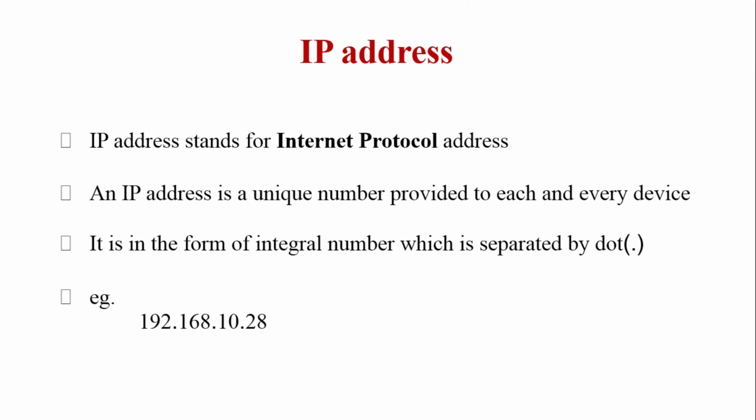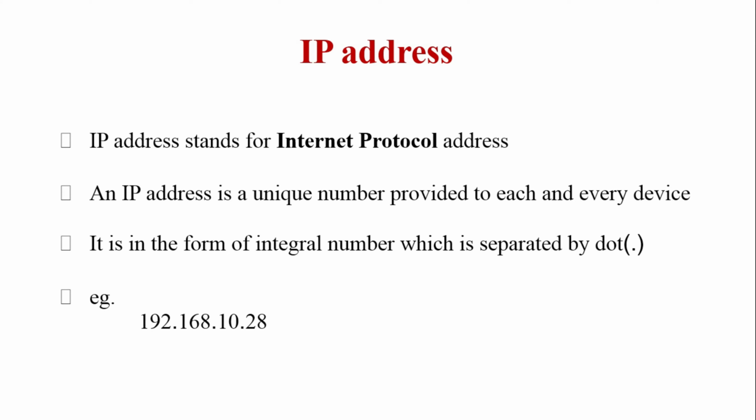For example, 192.168.10.28. This is called an IP address, and an IP address is a unique number for each and every device. Like there are a number of devices, mobiles, laptops, PCs, tablets, etc. For each and every device a unique number is assigned, and that number is called an IP address.